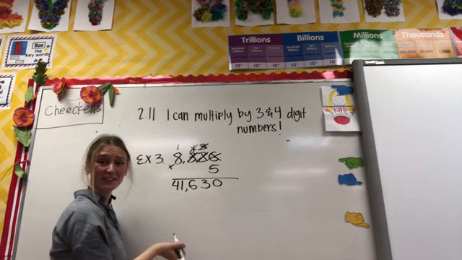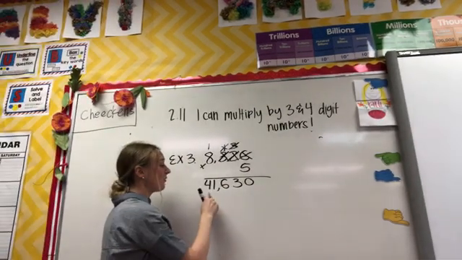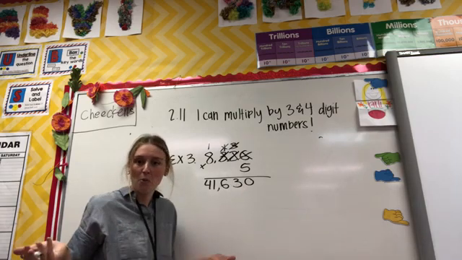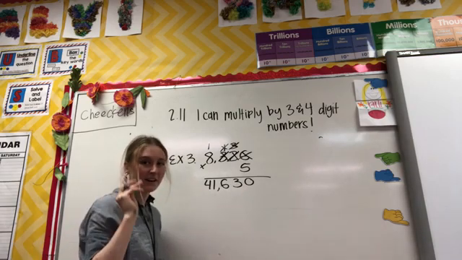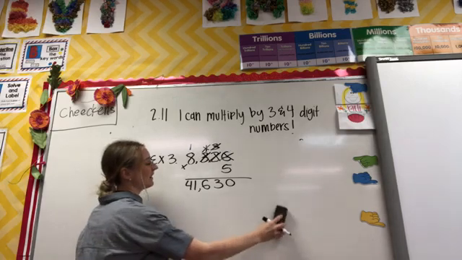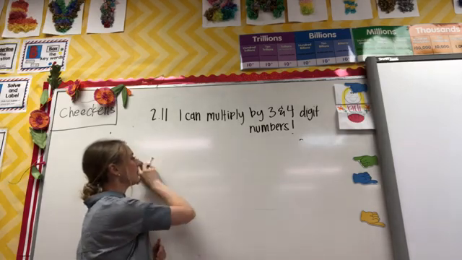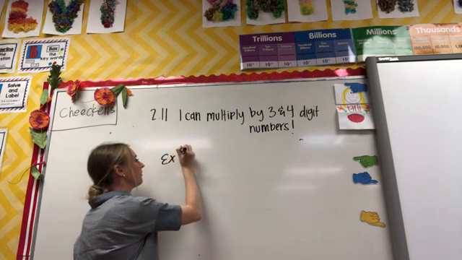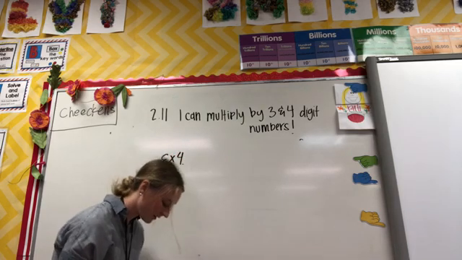Look how big this number is that you multiplied. It's 41,630. Woo! Hard work. All right, first pause problem coming in hot. Remember, if you need to pause, slow down, please do that. All right, example for our first pause problem.